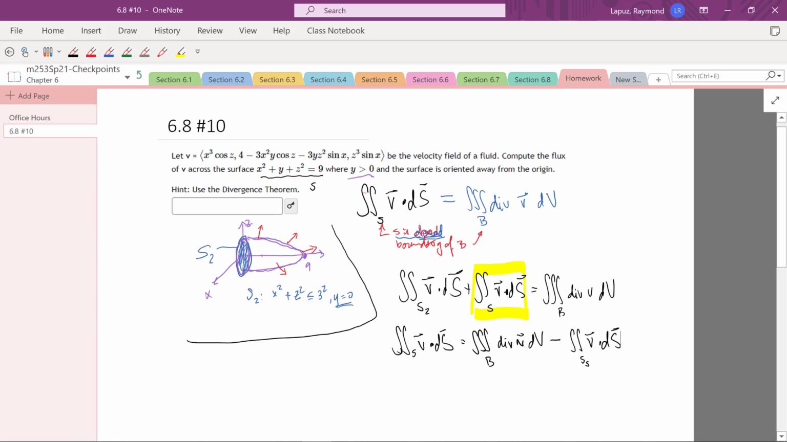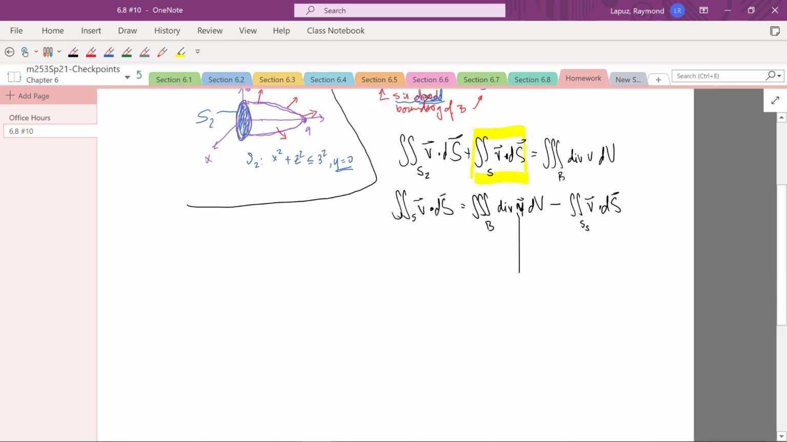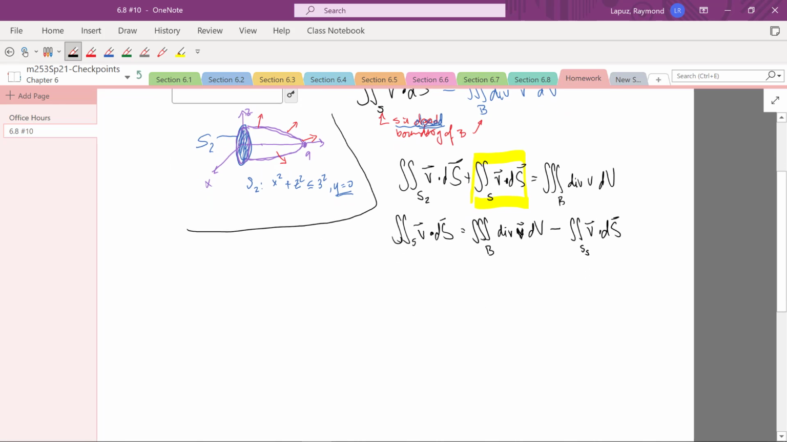All right. So let us find each of these components. Let's find the triple integral, and then let's find the flux of that other one. Let's do the triple integral first. So we need the div of V.